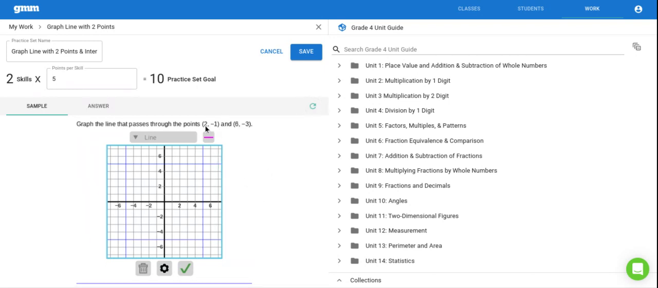Okay, this one, graph 2, -1. So right 2, down to -1, and right 6, down to -3. Okay, these are both in quadrant 4, but they still create a line that goes through the origin. It is a proportional relationship.